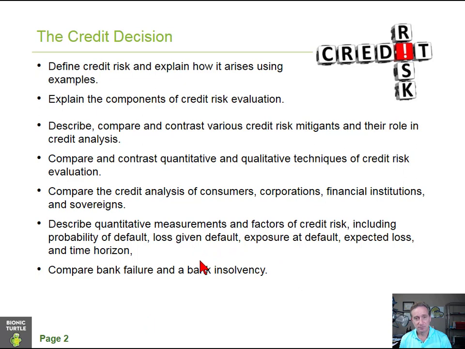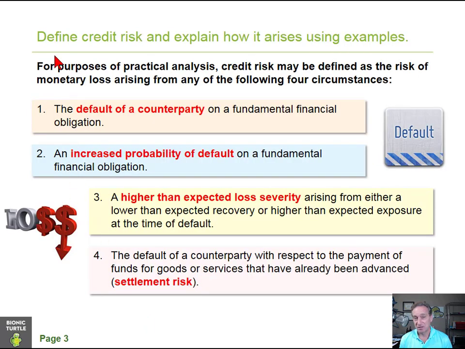Okay, so first learning objective is define credit risk and explain how it arises using examples. And so for purposes of practical analysis, credit risk may be defined as the risk of monetary loss arising from any of the following four circumstances. Default of a counterparty, an increased probability of default on a fundamental financial obligation.